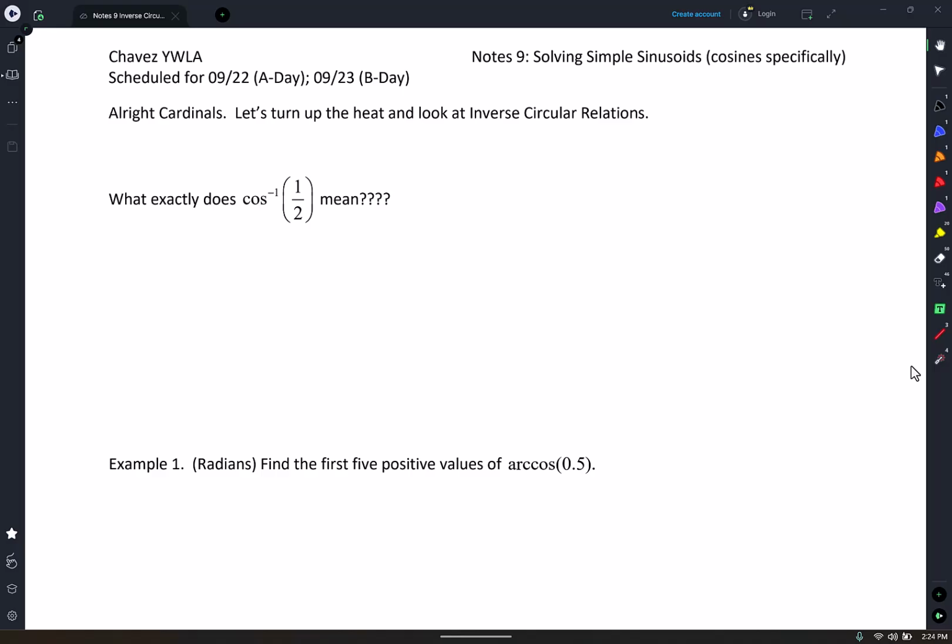So it says, what exactly does cosine -1 of a half mean? You pronounce this, and I think we already covered it, but just in case, we pronounce this either inverse cosine or arc cosine. They both mean the same thing, inverse cosine or arc cosine.